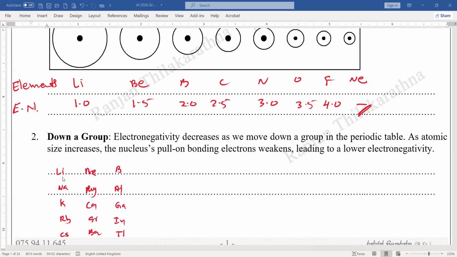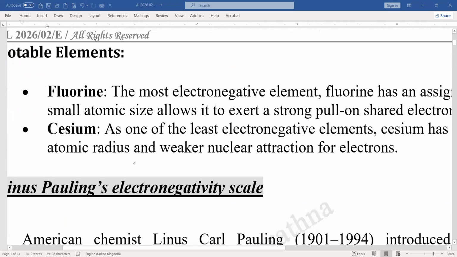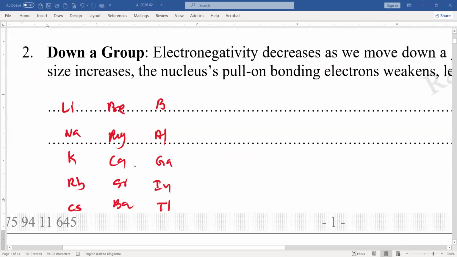Then what happens? If you take lithium, sodium, potassium, rubidium, cesium, what happens to the atomic numbers? The lithium atomic number is 3, sodium atomic number is 11, potassium 19, and so on. Atomic number is increasing down the group. Then what should happen? The electronegativity has to increase down the group.